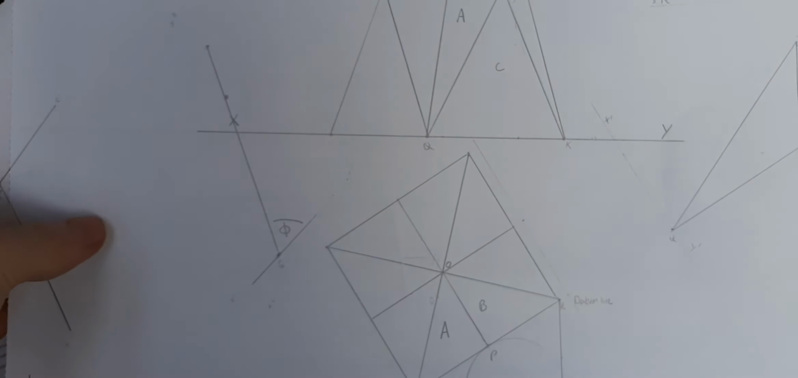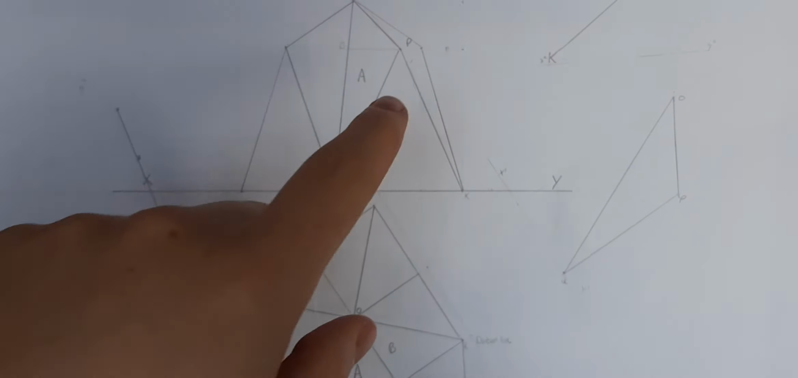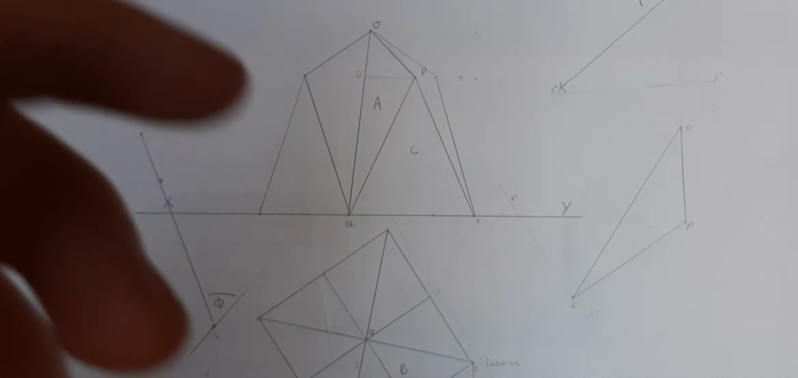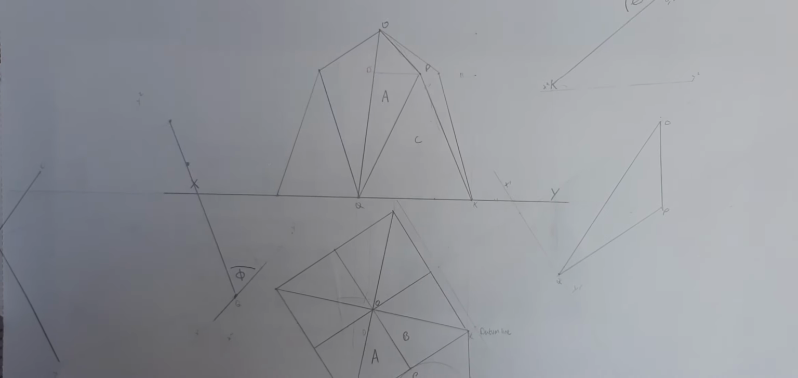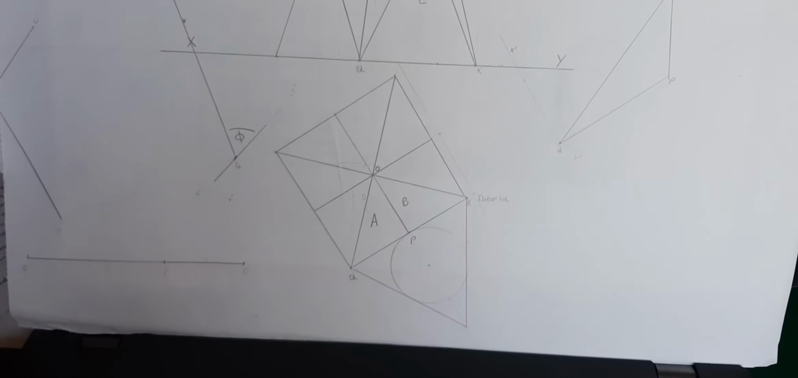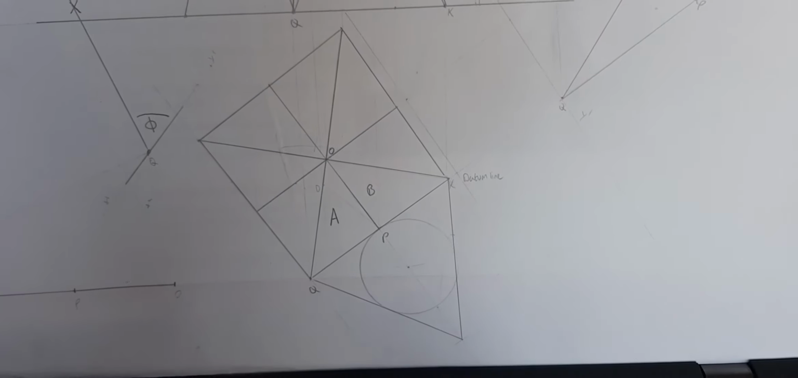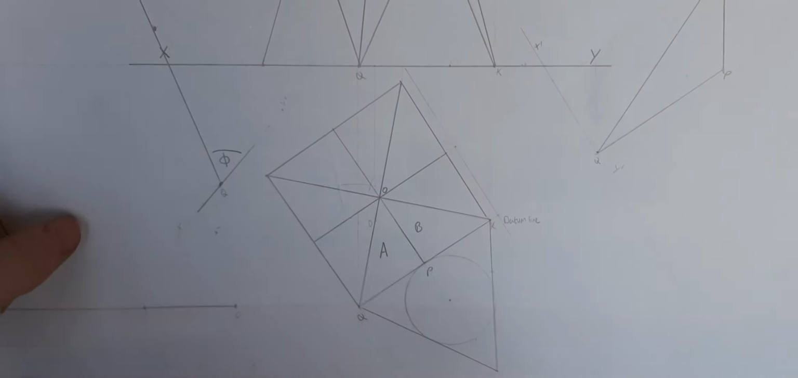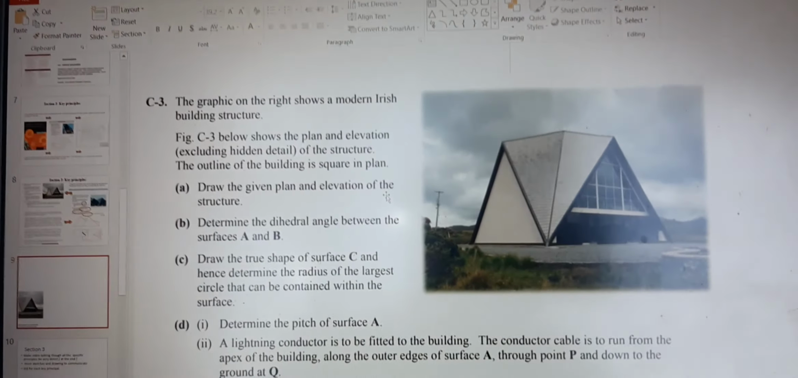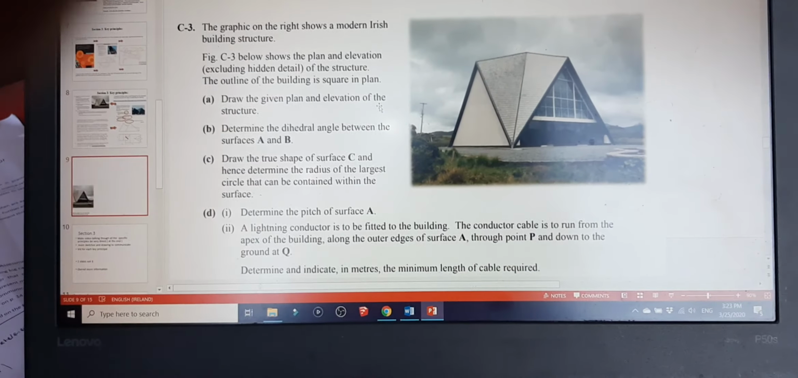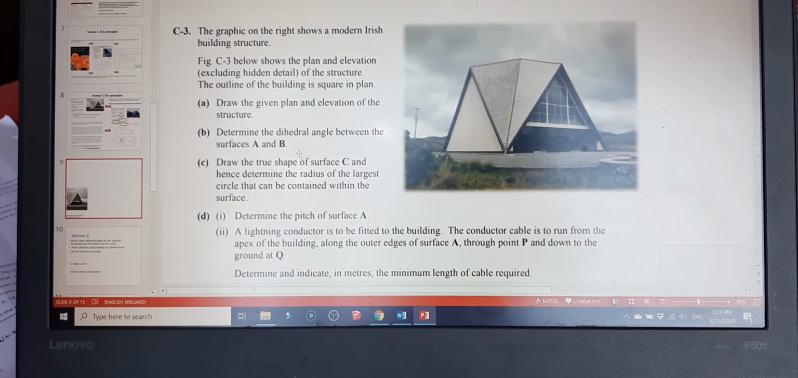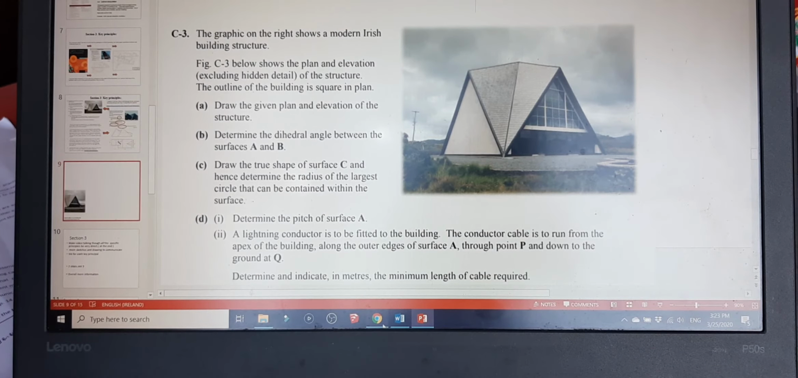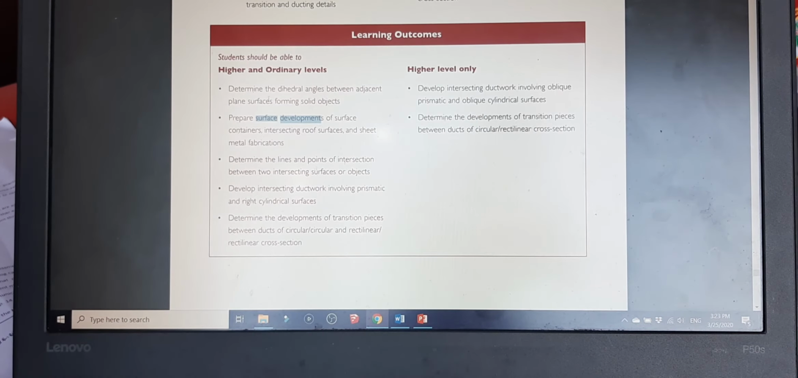But here, this is surface C. They want you to find the true shape of that, which will actually be right here. This is the true shape. So it's in the syllabus. Finding the true shape and the dihedral angle.